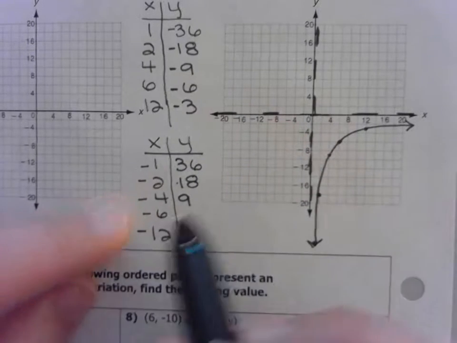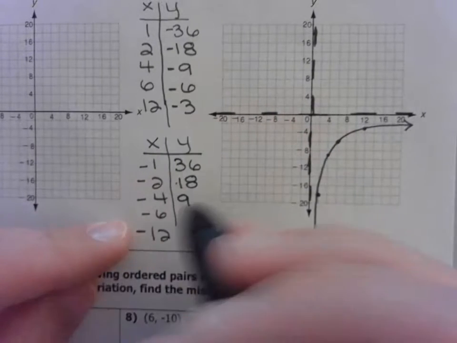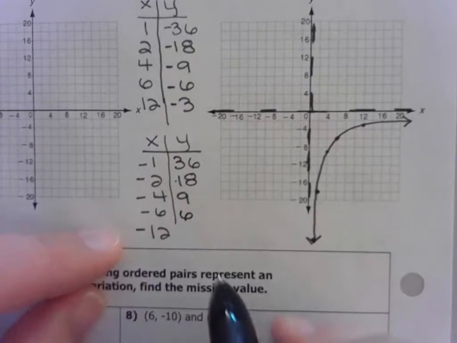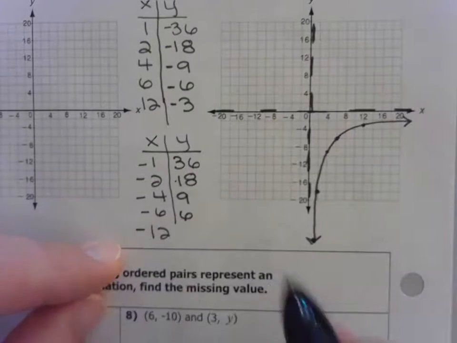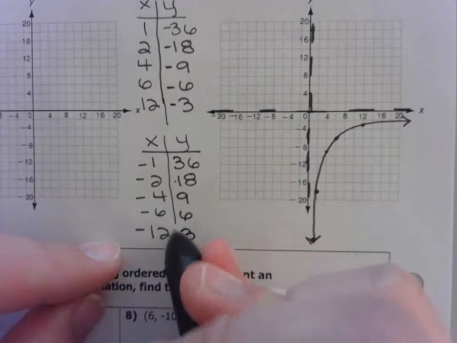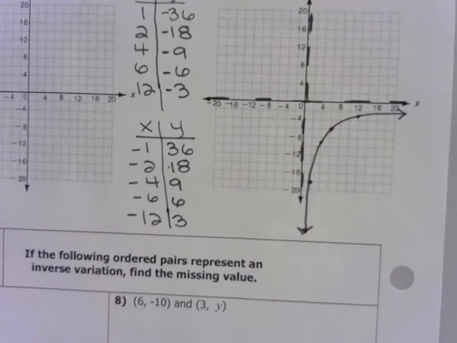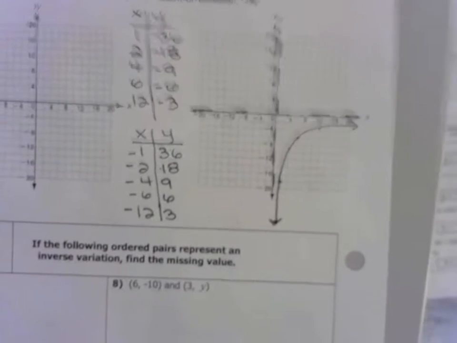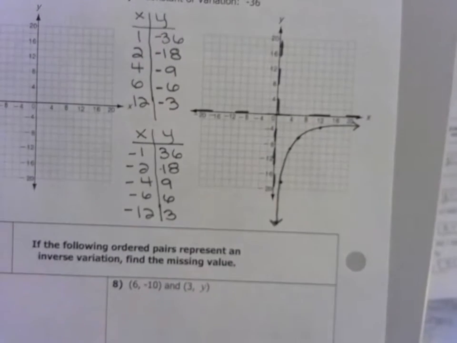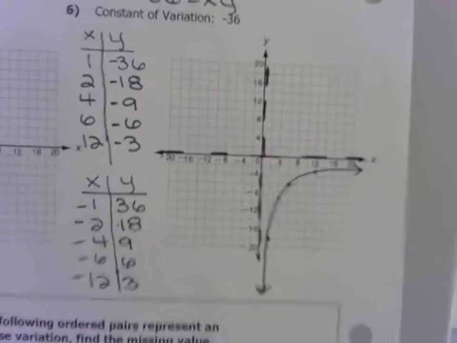The signs might be different. Negative 6 times what gives me negative 36? Positive 6. Negative 12 times what gives me negative 36? Positive 3. So if you choose the same x values, just make them negative, then your y values will be the same. And then let's graph this. Any questions so far?